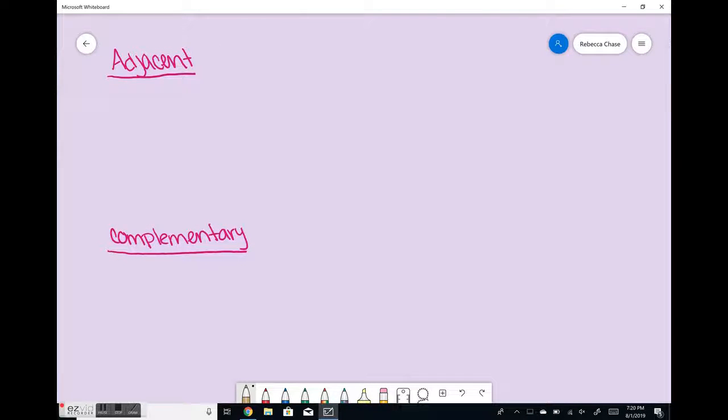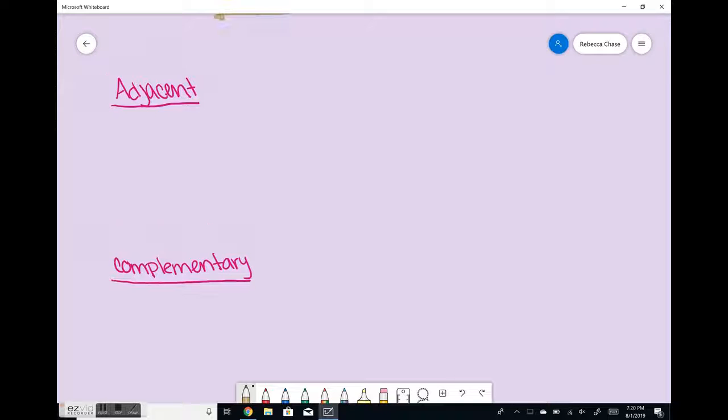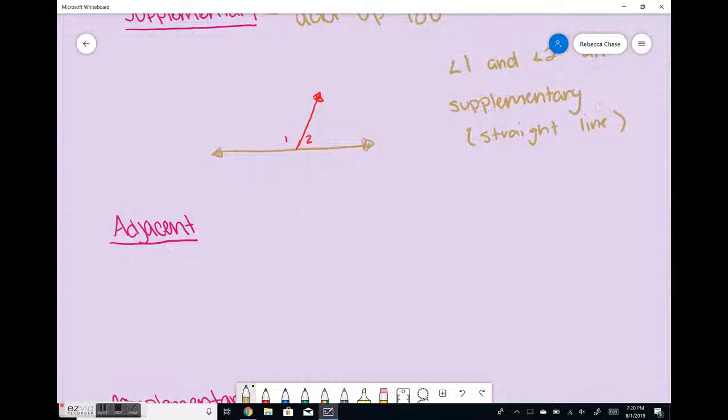Okay, so the next thing that we're going to look at are called adjacent angles. There's not going to be a difference between your supplementary angles and your adjacent angles in this picture. The definition of adjacent angles isn't that they add up to 180 degrees. Adjacent means you are next to, right? So they're angles directly next to one another. Now, when that happens, it ends up being 180 degrees.